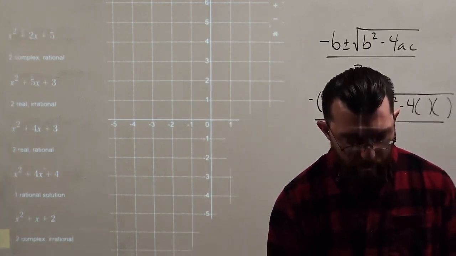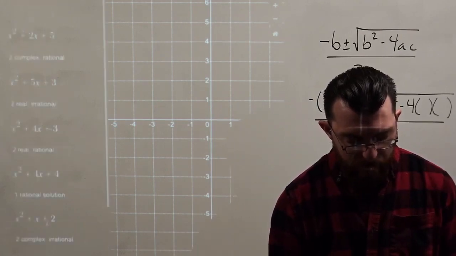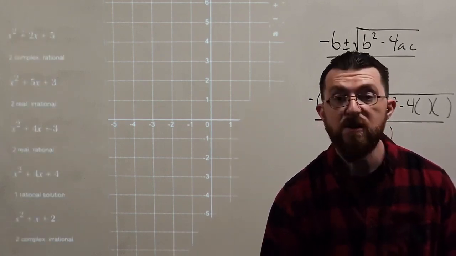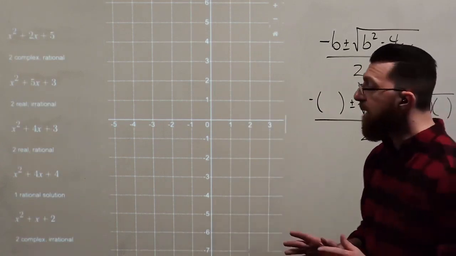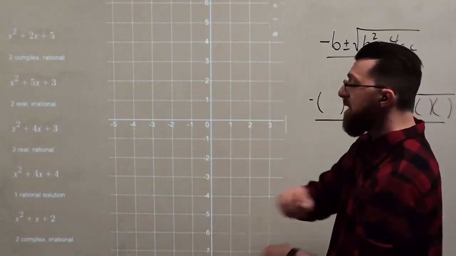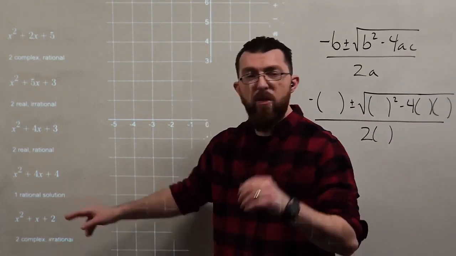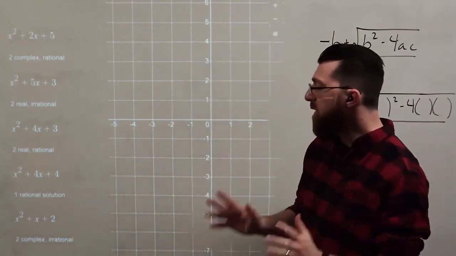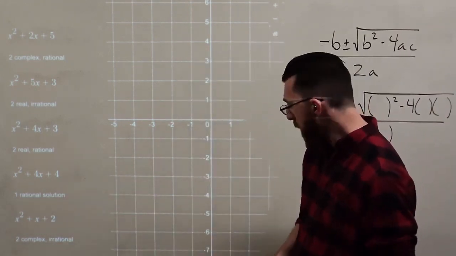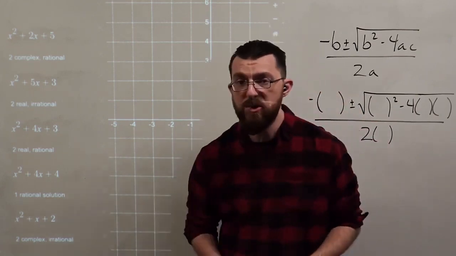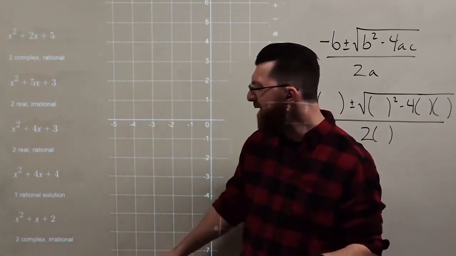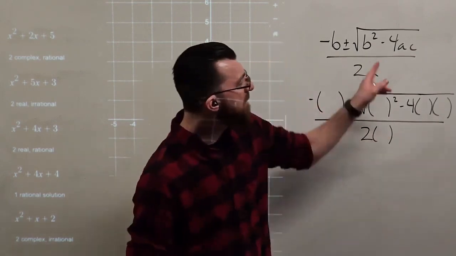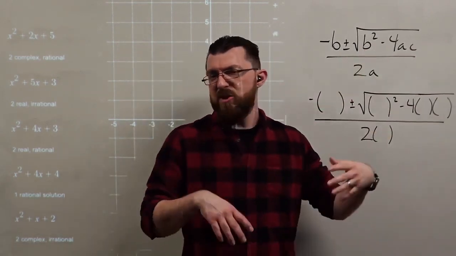Okay, knowing the types of solutions that all of these will be, you can actually start to find them now. I'm going to start with the easiest and then go to the hardest. The easiest is going to be this one with the one rational real solution. X squared plus 4x plus 4 will only have one solution, and we don't actually need the quadratic formula to tell us what it is, because this b squared minus 4ac is just gone.